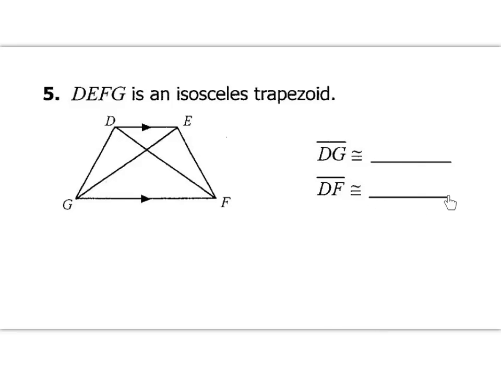congruent to what segment. So looking at our diagram, we know that DG, if this is an isosceles trapezoid, is congruent to EF because the legs of an isosceles trapezoid are congruent. We also know if we're looking at DF, DF is our diagonal, we know the diagonals of an isosceles trapezoid are congruent as well. So we can say that DF is congruent to GE. All this problem is asking us to do is to know our properties of an isosceles trapezoid and state what sides are congruent.